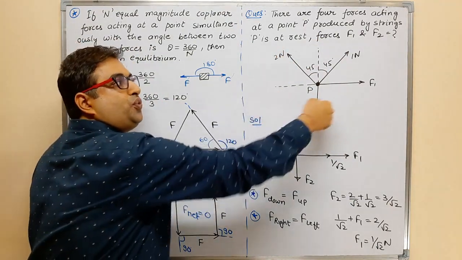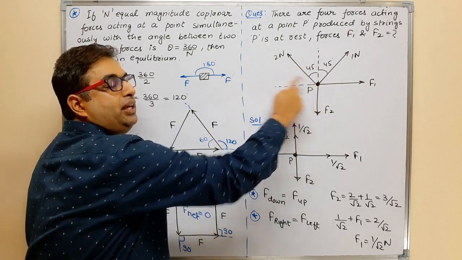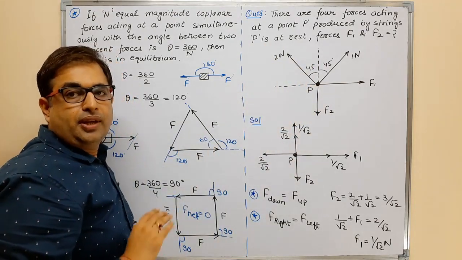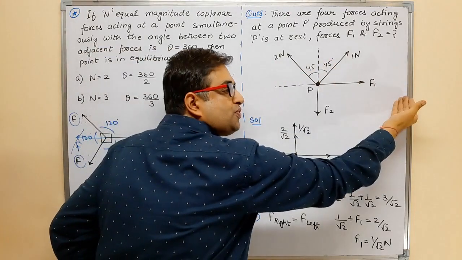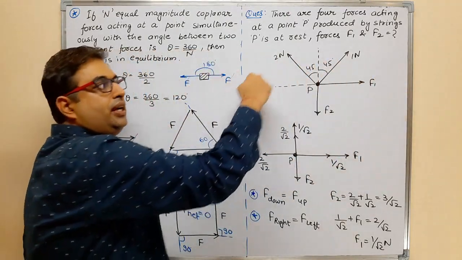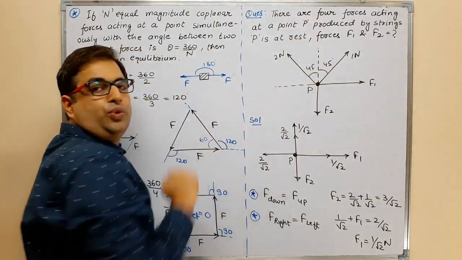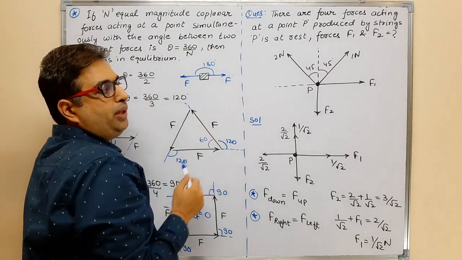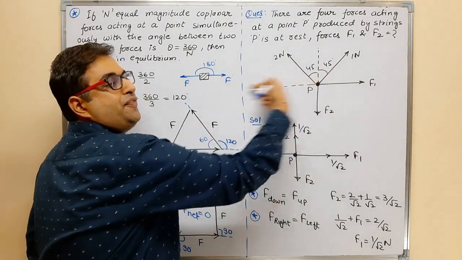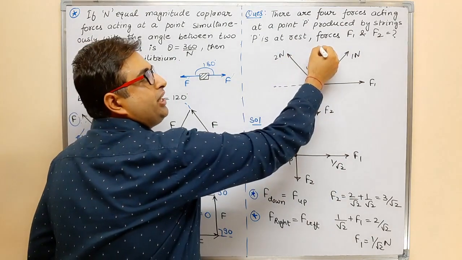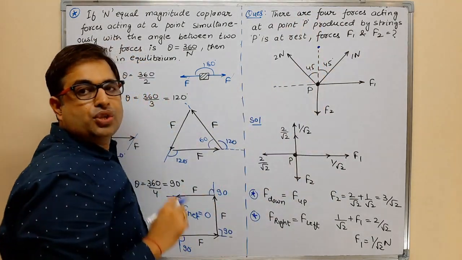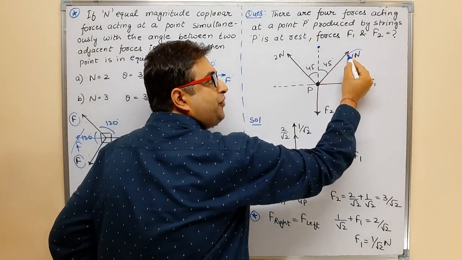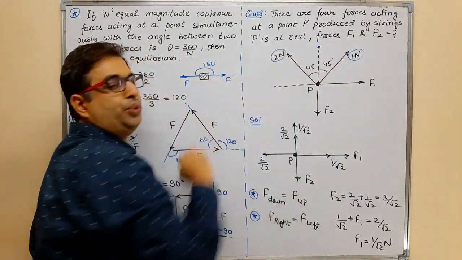That means net force acting on this point P is equal to 0. Means right side force will balance left side force. Upward force will balance downward force. But here the problem is we don't have any left side force. We don't have any force in upward direction. So let us break the components of 1 Newton and 2 Newton.